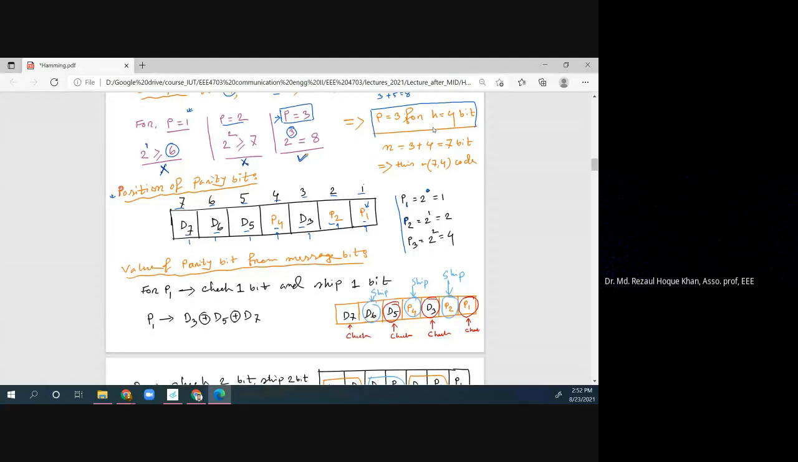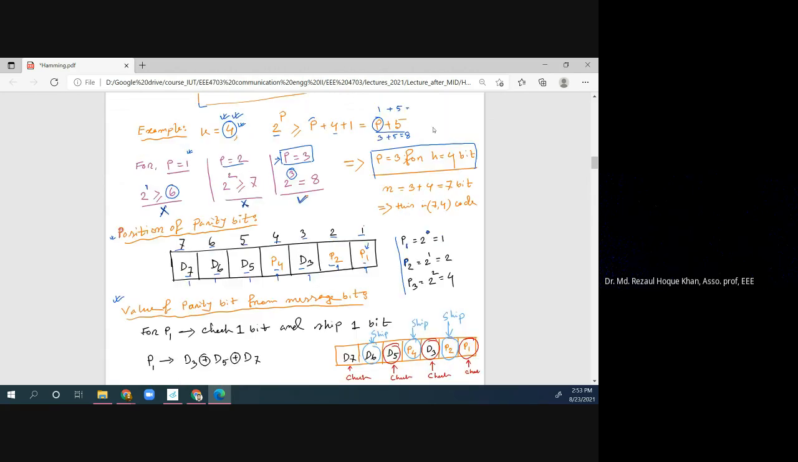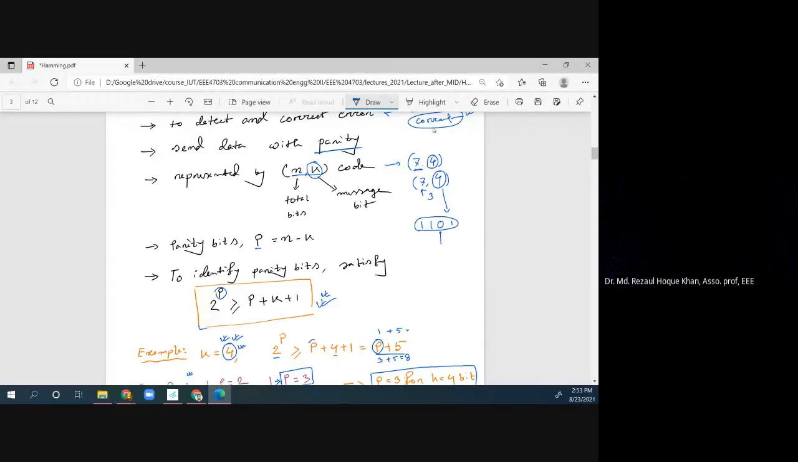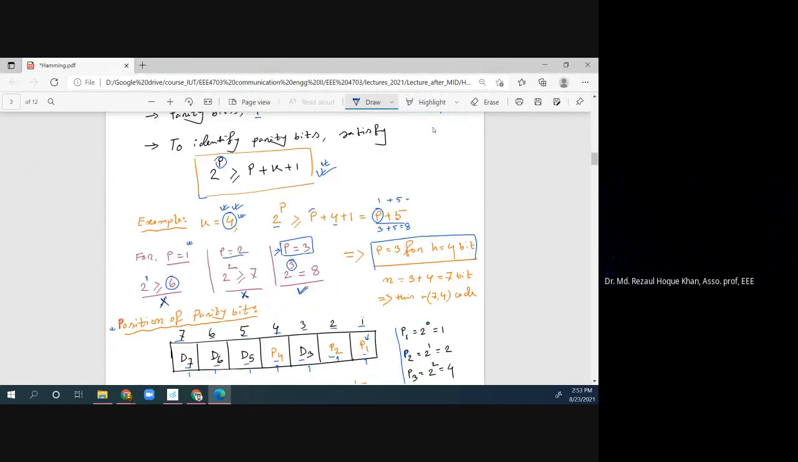Okay. Now, the value of the parity bit from the message bit. How do you find the value of the parity bit from the message bit? You always have the message bit, but you do not know the parity bit. That's actually the idea. We have 4 message bits, for example 1, 1, 0, 1. Now you have to generate the extra 3 parity bits based on this message. That's what we are trying to see here.